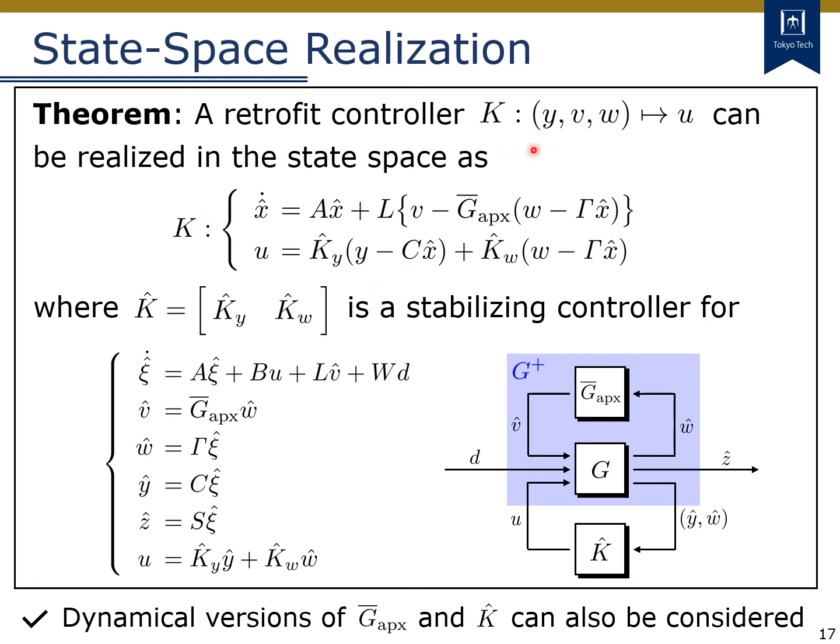This retrofit controller uses all signals Y, V, and W as measurement outputs. The controller K hat is designed as a stabilizing controller for this G plus, which is the feedback of the subsystem G and the approximate environment model G bar APX. The state space realization of this block diagram is written as this differential equation.